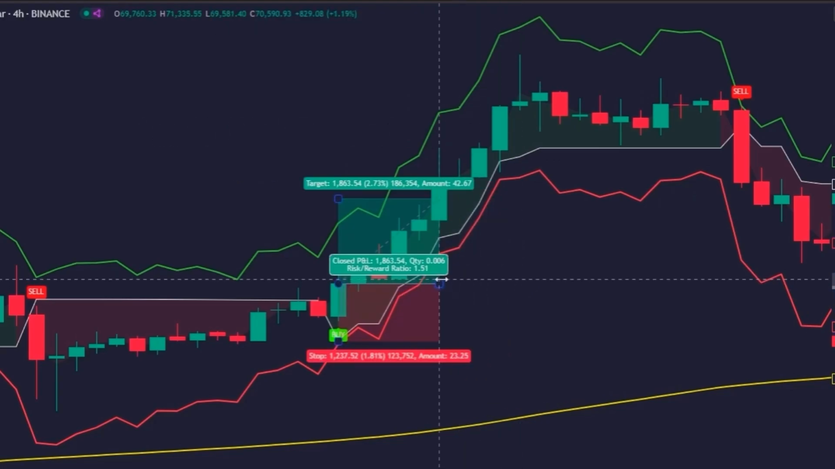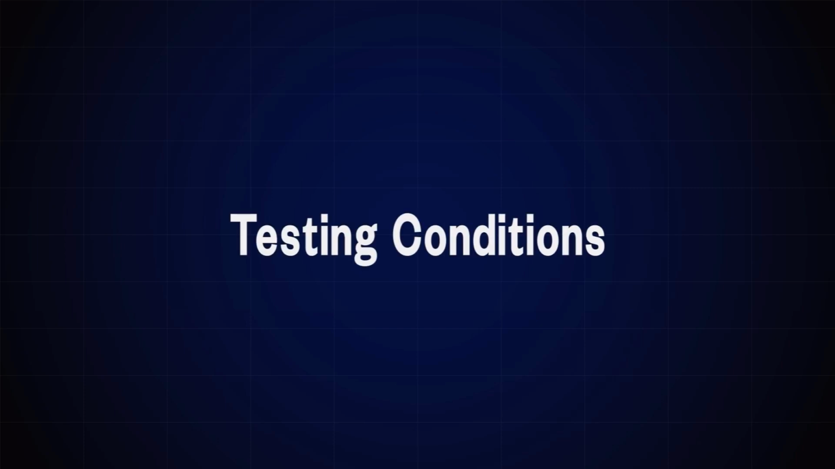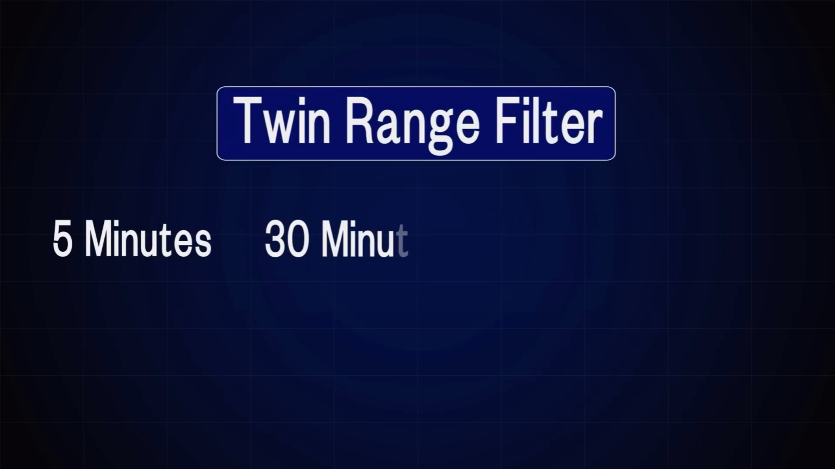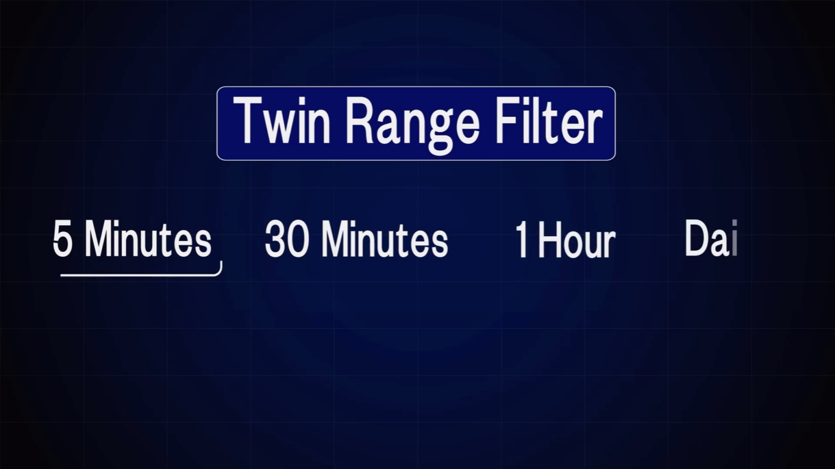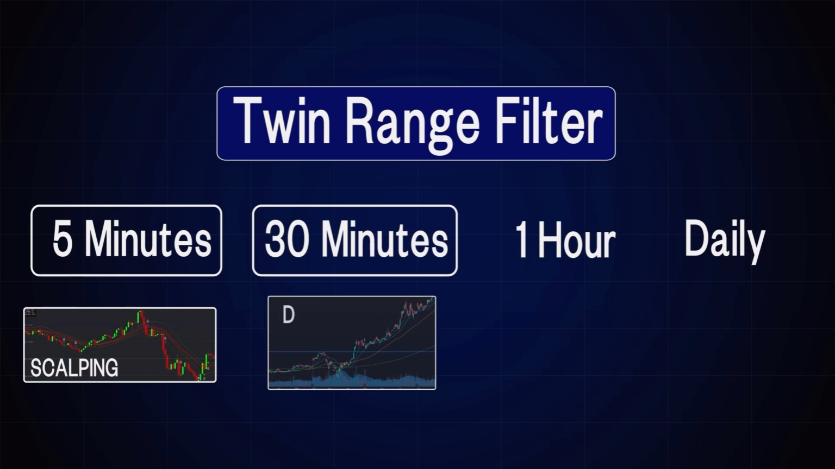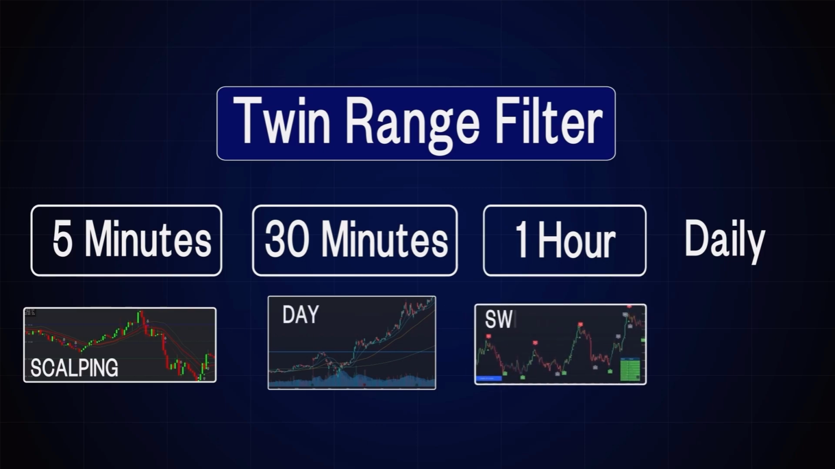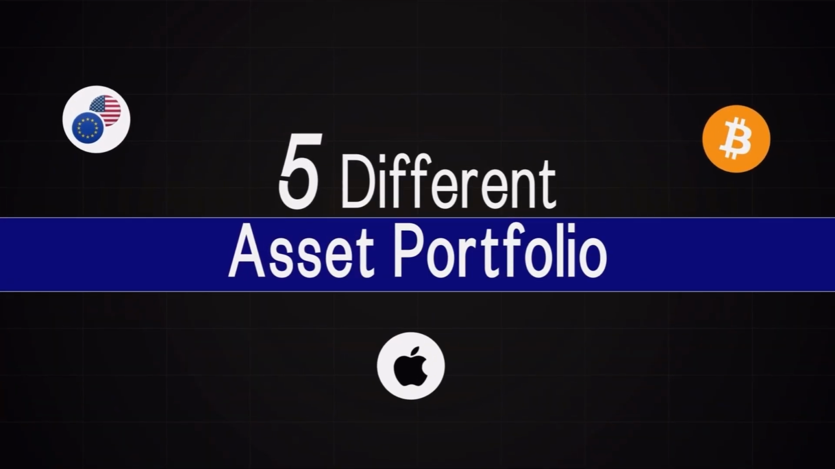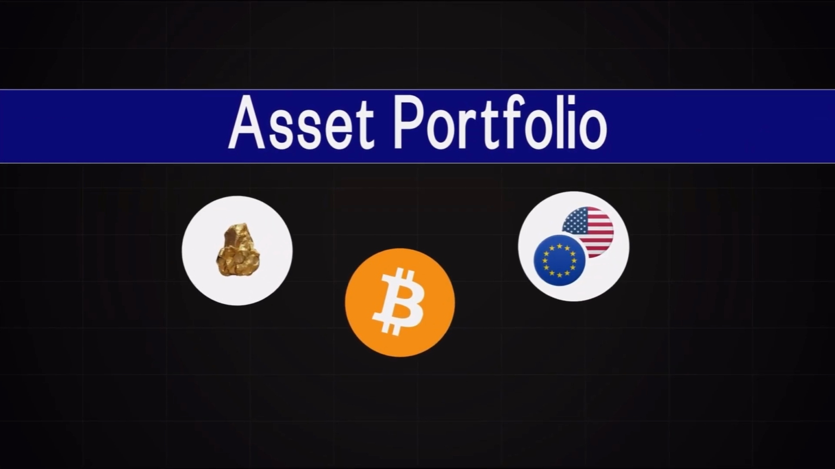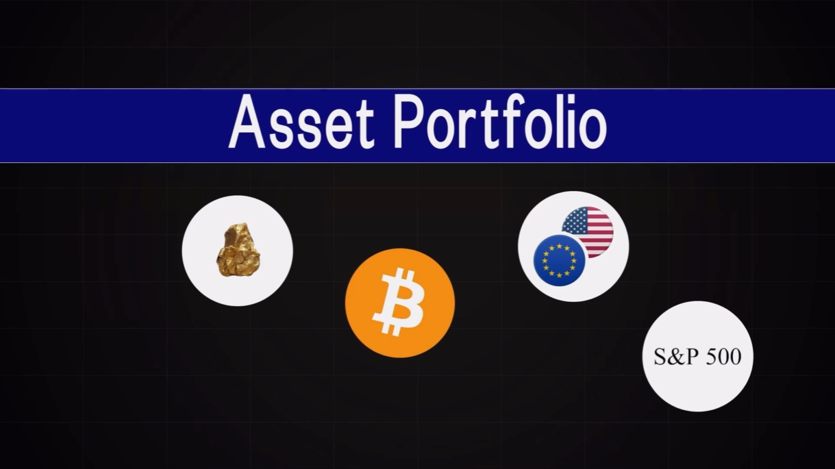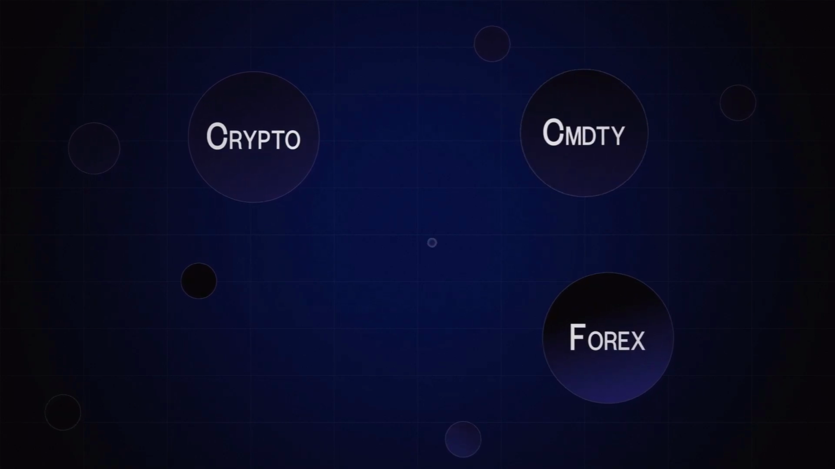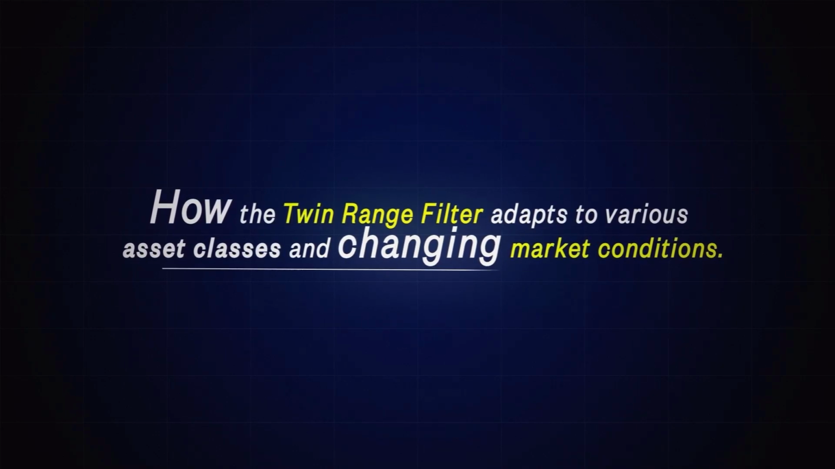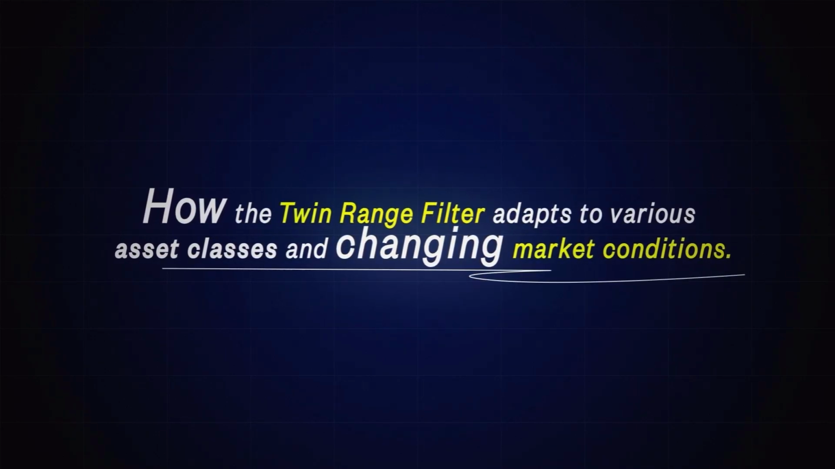Now, for the testing framework, we are going to assess this strategy across 4 different timeframes to match different trading styles: 5 minute for scalping, 30-minute for day trading, 1 hour for swing trading, and daily for long-term traders. We'll apply it to 5 different markets: Bitcoin, Euro USD, gold, the S&P 500 and the Apple stock, giving us a solid mix of crypto, forex, commodities and equities. This way we can evaluate how the Twin Range Filter performs across different assets and market behaviors.